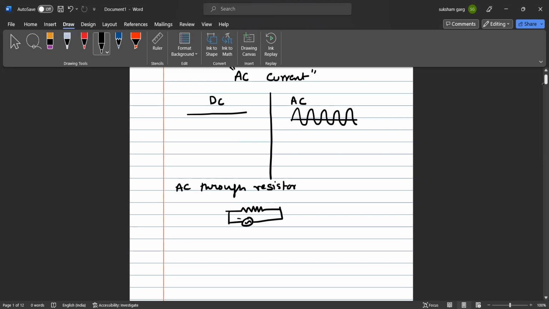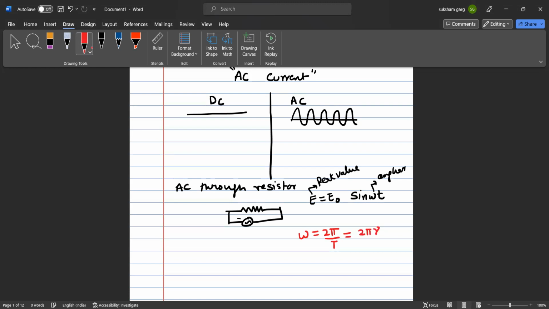Now all we need to remember is that the simple formula for EMF is given as E is equal to E naught sine omega t, where E naught is the peak value of EMF, and omega is the angular frequency. And please remember one more thing for reference, that omega is always equal to 2 pi divided by time period, or it is also equal to 2 pi nu. This will be very useful going further in this chapter.